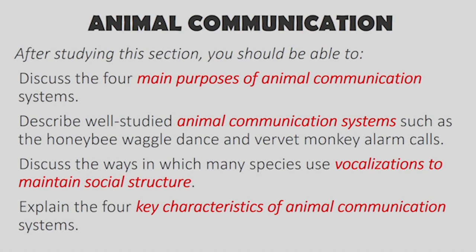Other than that, they will be able to describe well studied animal communication systems such as the honeybee waggle dance and the vervet monkey alarm calls. So, they will be able to distinguish these communication systems. The two communication systems that we are going to take explicitly in this lecture are the honeybee waggle, which is the honeybee dance as it is called, and the alarm calls which certain kinds of monkeys in Africa make. These calls are basically to warn other members of the herd of a predator's arrival or dangers that can come from the environment.